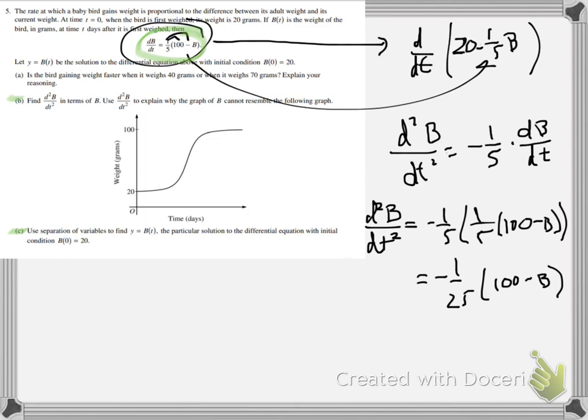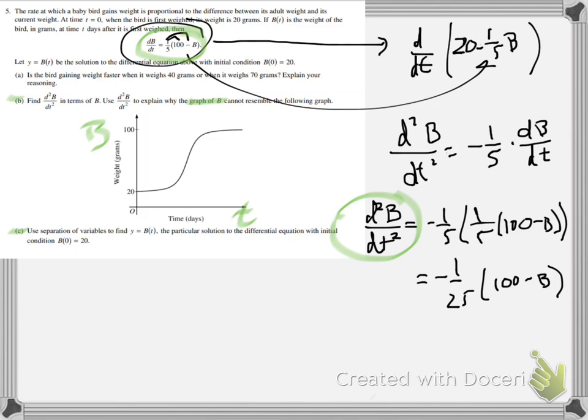So we found the second derivative. What we're being asked now is to use the second derivative of b with respect to t to explain why the graph of b cannot resemble the following graph. Well, what does the second derivative tell me about that graph? They're wondering if this is the graph of b based on t, and we're wondering, could that be it?